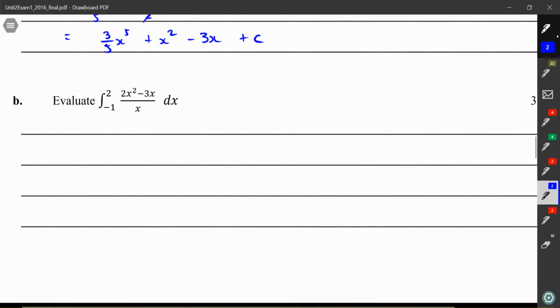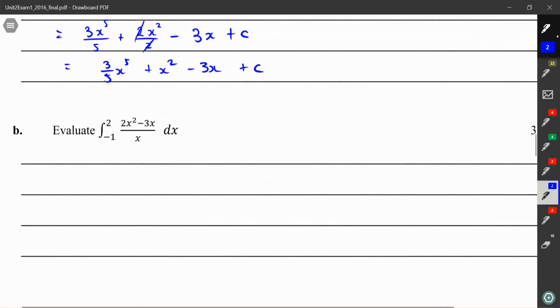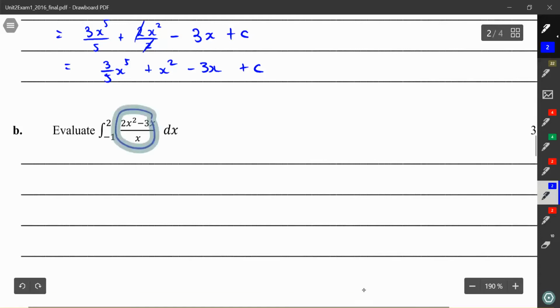Next question. Now, I told you that anytime you get these fractions, you can't anti-derive them individually like you did in your SACs. The only thing you can do is simplify it. When it's a whole entire fraction, break it up and simplify. So what I would have done is split this up into 2x squared on x minus 3x on x, because they have the same denominator.